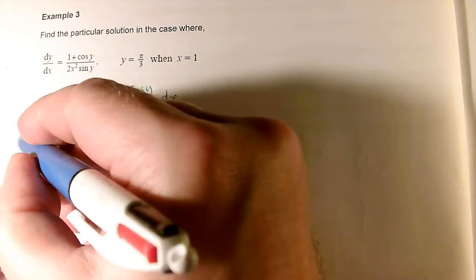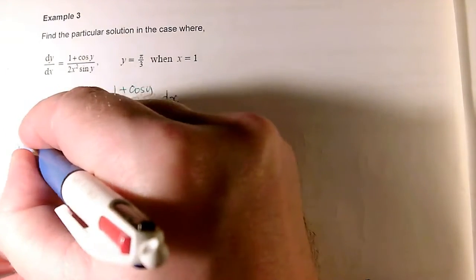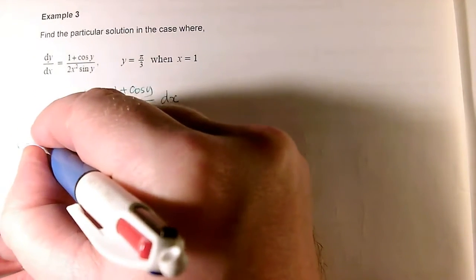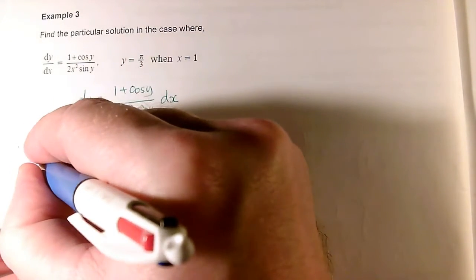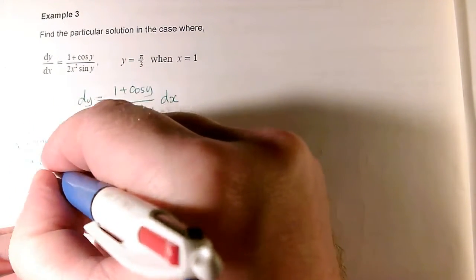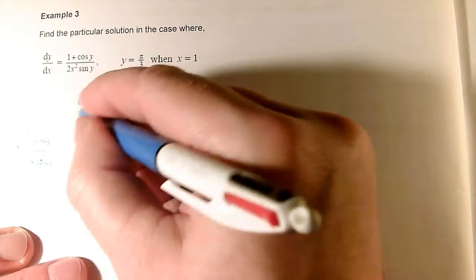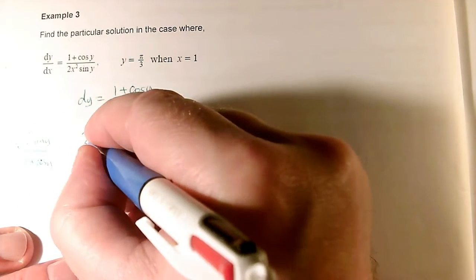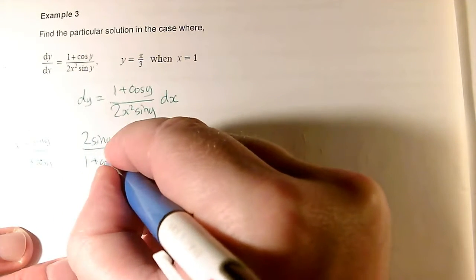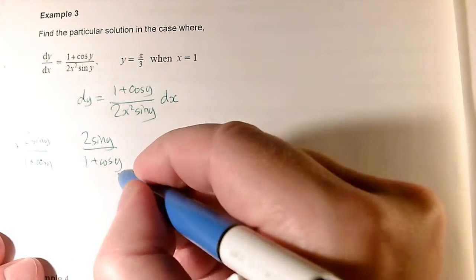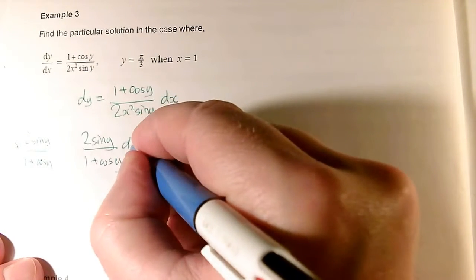So I'm going to multiply by 2, and I'm going to multiply by sine y, because the y's are on the wrong side, and I'm going to divide by bracket 1 plus cos y. So if I do all of that, then I get this fraction. There's just 1 times dy at the moment, so I'm going to have 2 sine y over 1 plus cos y, times the dy.